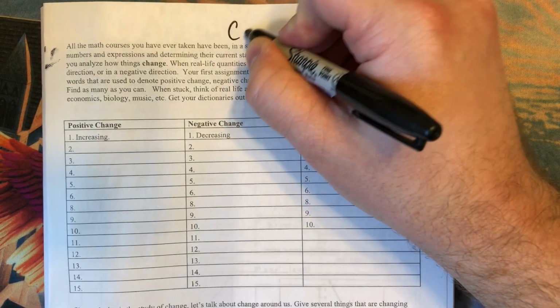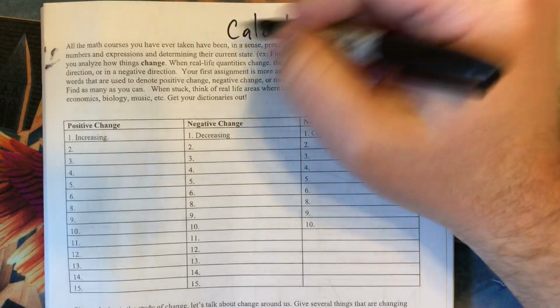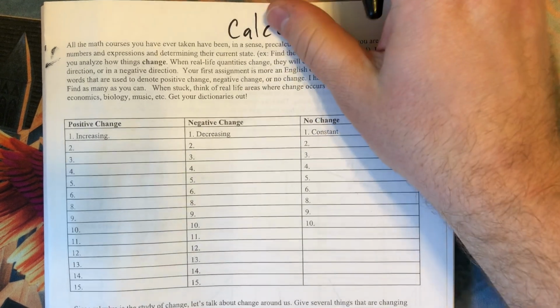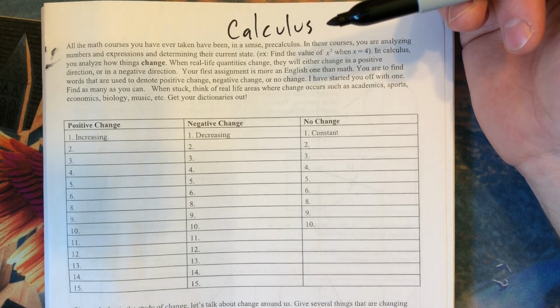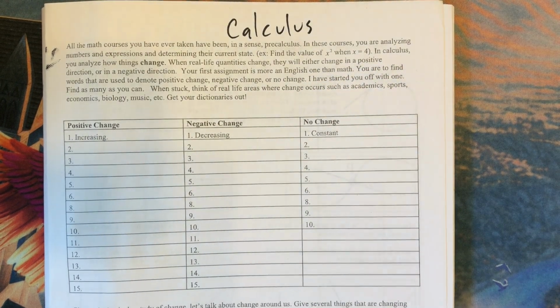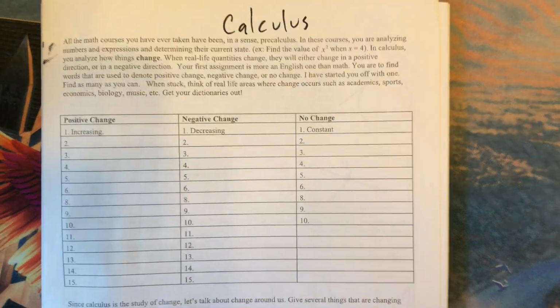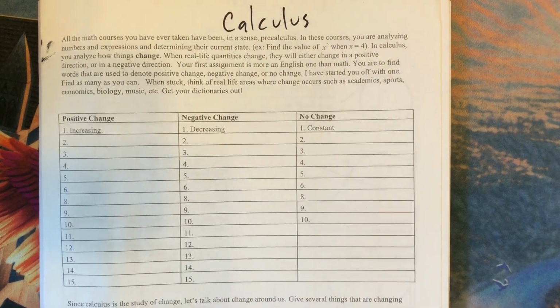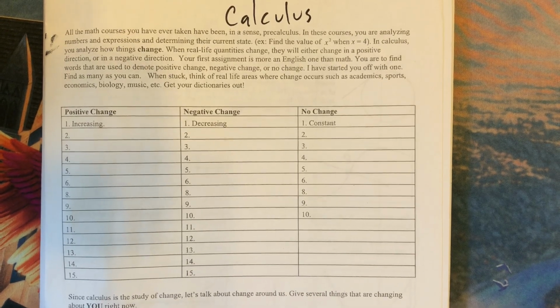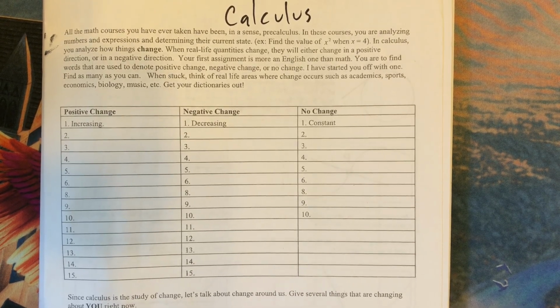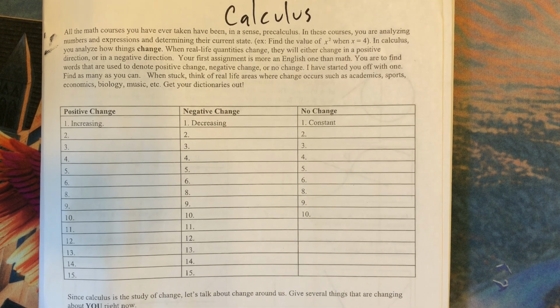In reality, the word calculus, there's a couple different meanings for it, but one of them is to calculate. Another one is there's this type of rock that they used for counting that had something to do with calculus. And the word calcium, you might notice that there's some overlap there. Anyway, we're going to do some English right now. We want to find words that denote positive change, negative change, or no change. So we have some pretty simple mathematical ones. When stuck, think of real life areas.